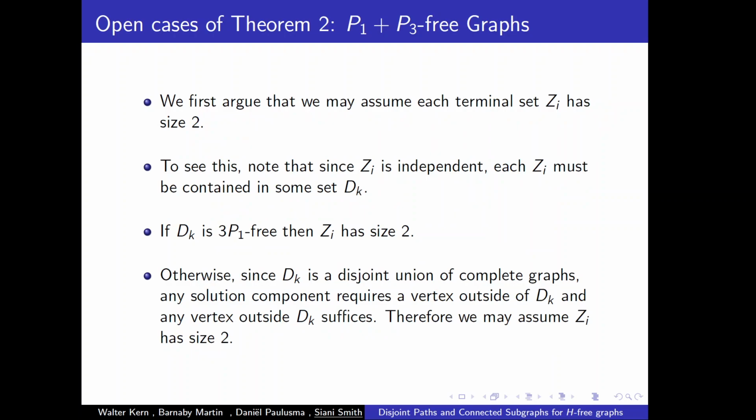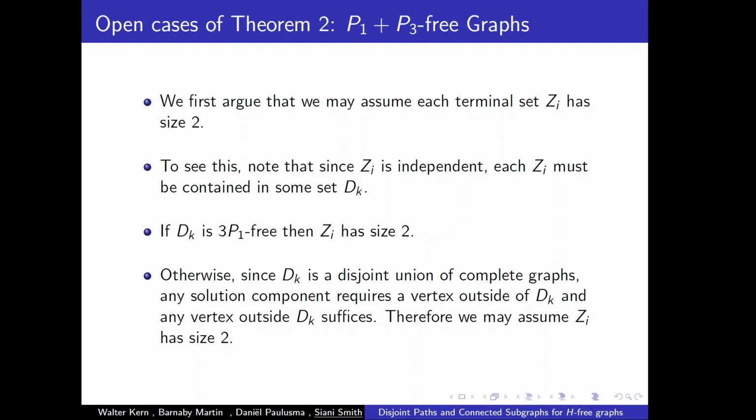So first we'll argue that we may assume each terminal set has size 2. In other words, we'll reduce disjoint connected subgraphs for P1 plus P3 free graphs to disjoint paths for these graphs. Since each terminal set is independent, each terminal set must be contained in one set Dk. And if this Dk is 3P1 free, then as we said earlier, our terminal set must have size at most 2.